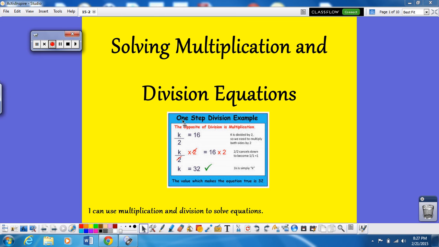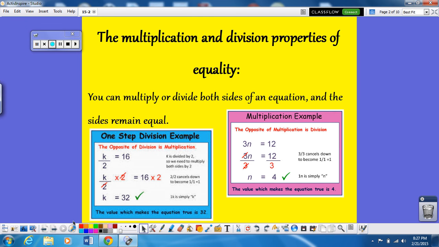Okay, today we're looking at solving multiplication and division equations. Yesterday we looked at addition and subtraction equations, so today we're going to move ahead onto two other operations. You're going to find out this is pretty much the same as what we did yesterday, just by using different operations. So if you can remember, yesterday we talked about the addition and subtraction properties of equality. Today, the division and multiplication properties of equality.